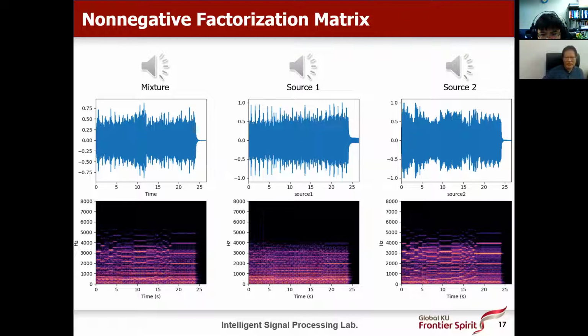On the other hand, like this example, why don't you listen to the sound? So this is source 1, the piano.